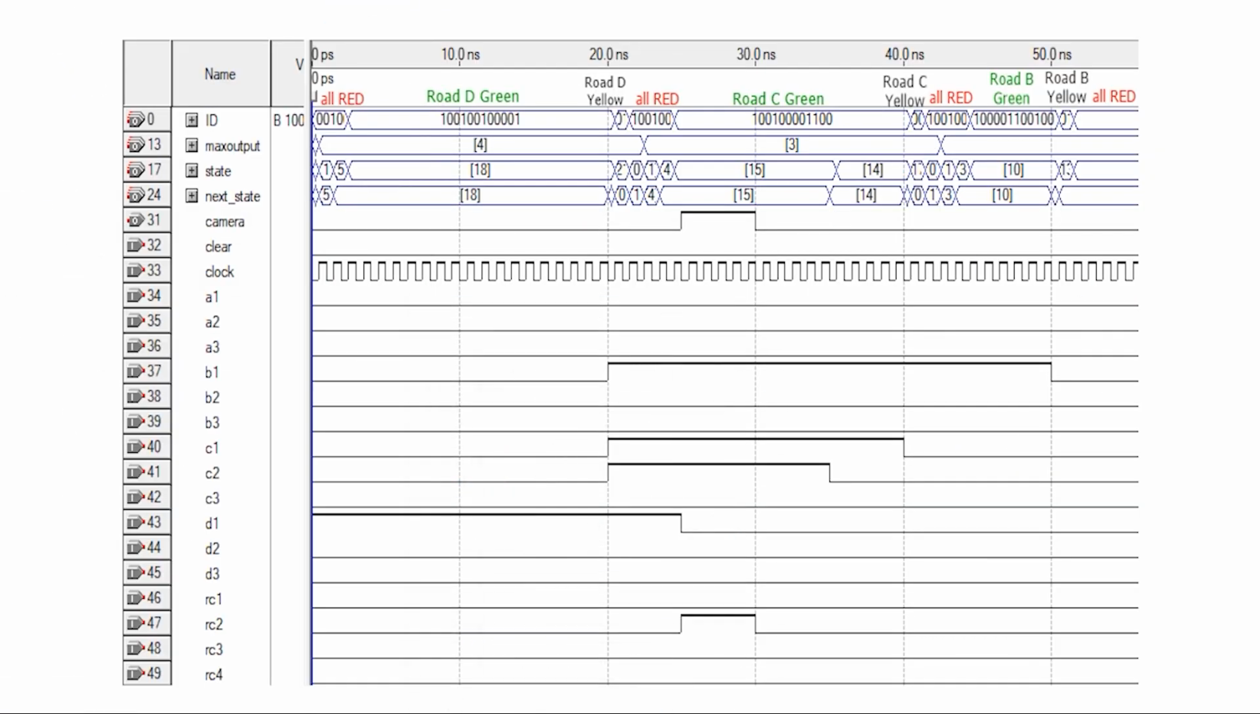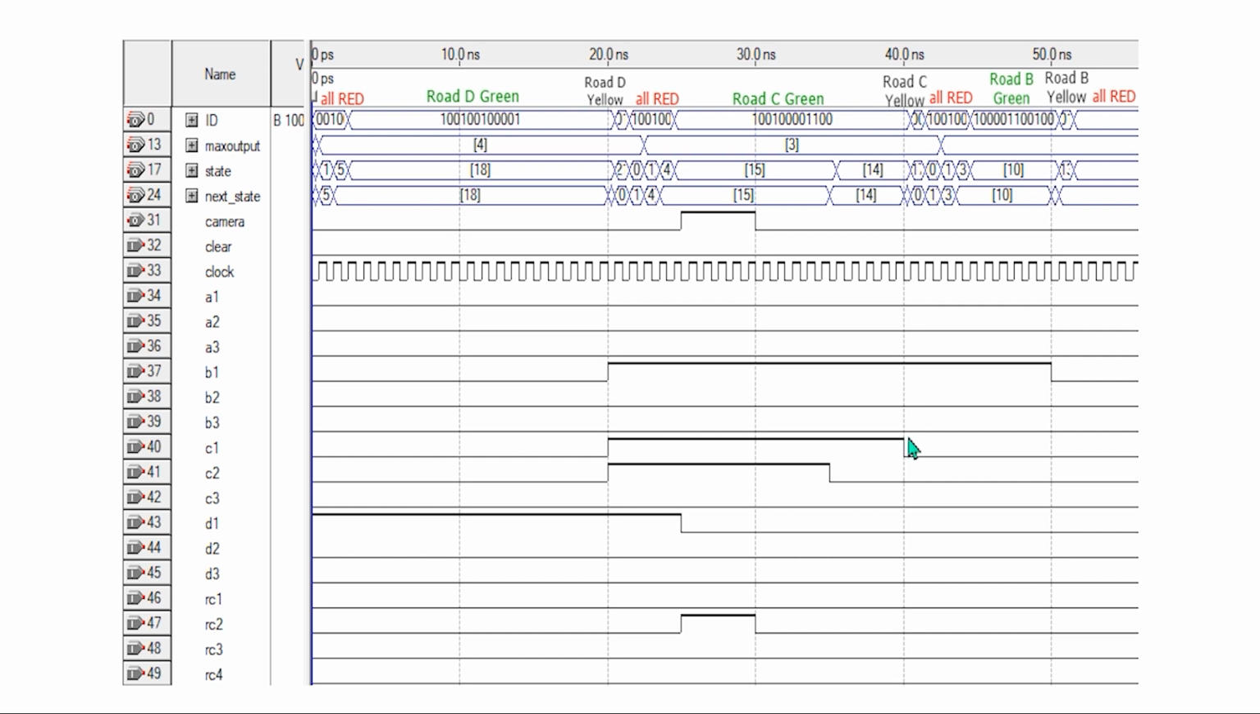Okay, so this example shows what will happen if someone tries to violate the traffic rule. So at the beginning, D1 is active. So road D gets green signal, then yellow, then red. And at this point, you can see that B1 is active, and also C1 and C2 are both active. So definitely there is more vehicle density on road C. So road C gets green signal, and then it gets yellow, then red.